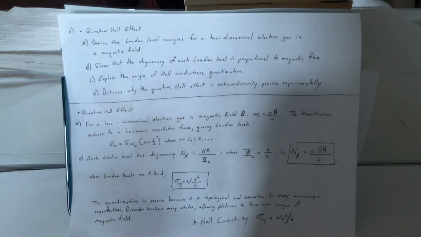The quantization is precise because it is topological and insensitive to many microscopic imperfections. Disorder localizes many states, allowing plateaus to form over ranges of magnetic fields. And just as a note, again, the Hall conductance is usually demonstrated as sigma sub xy equals nu e squared divided by h. And that's the setup and answers for number 11.